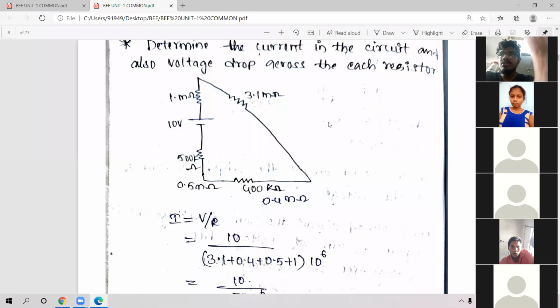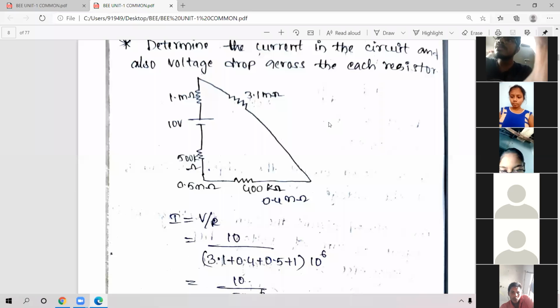See, 0.2, that is mega. That is 2 into 10 power of minus 6. Yes, correct. 2 into 10 power of minus 6. Then everybody is saying 2.